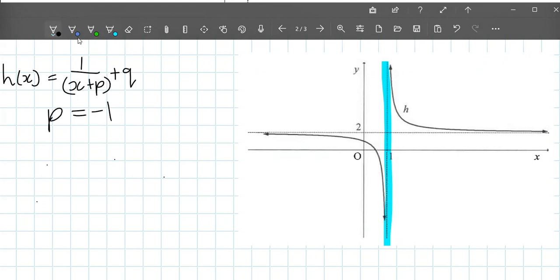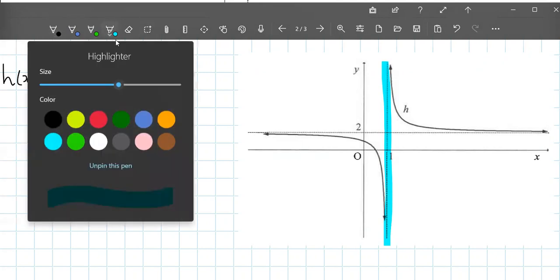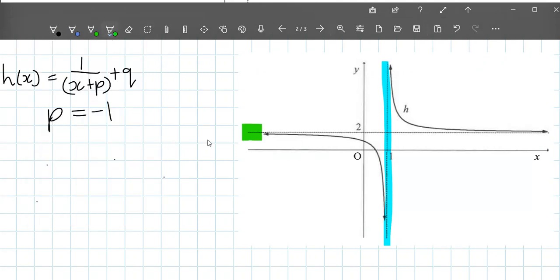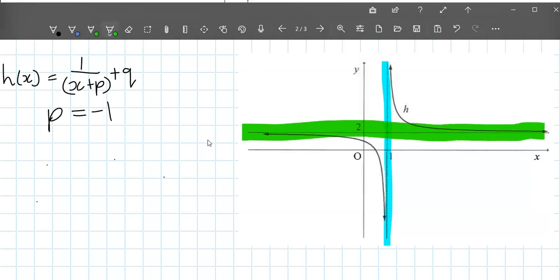And your q is going to be the horizontal asymptote there. So q is just going to be equal to plus 2. This particular asymptote in standard form, it is what you think. It works exactly the right direction. So again, the vertical asymptote is the x value of the asymptote, and the horizontal asymptote is the y value. Okay.